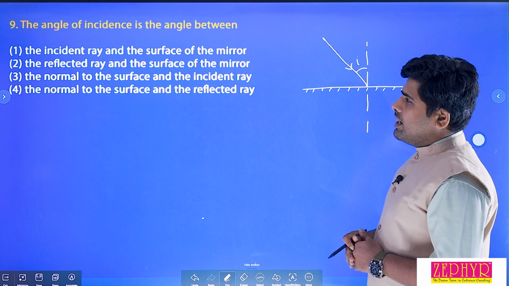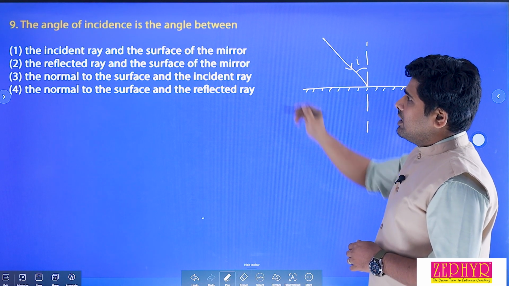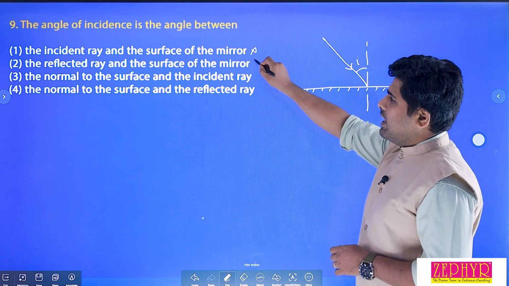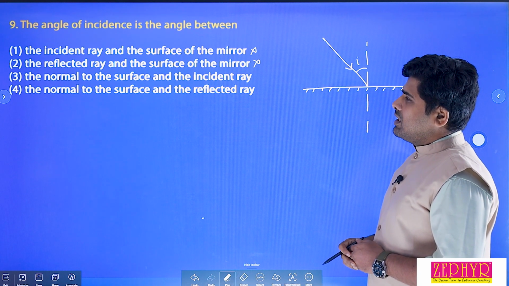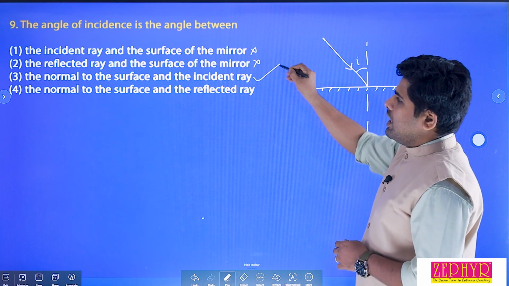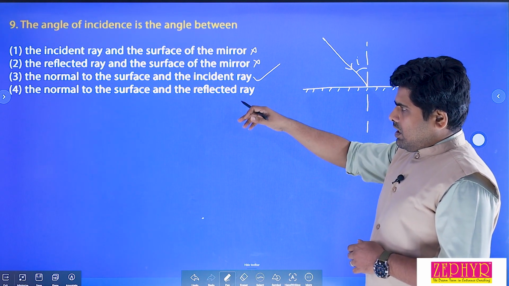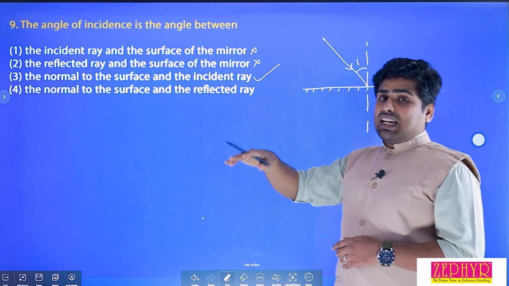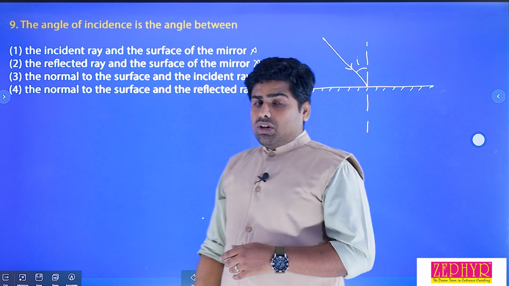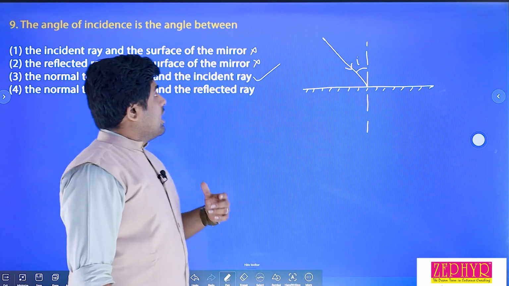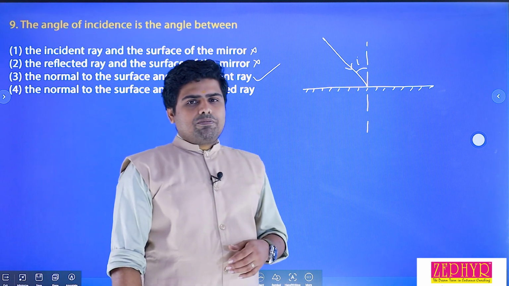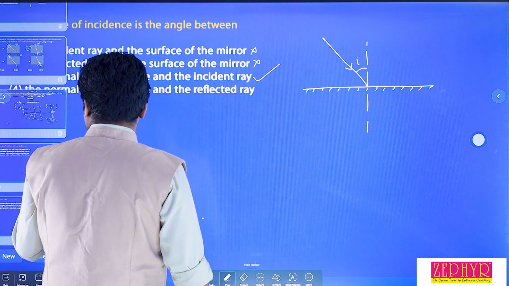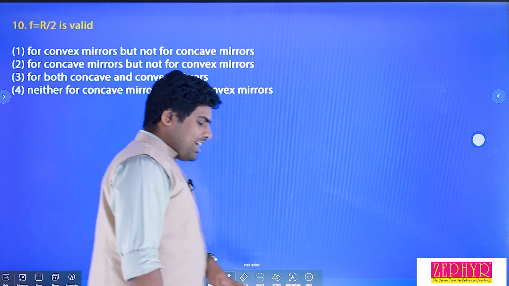So here incident ray and the surface of the mirror, that is wrong. Reflected ray and the surface of the mirror, again it is wrong. The normal to the surface and the incident ray, here option 3, that is the right answer. See, the normal to the surface and the reflected ray is known as the angle of reflection, not the angle of incidence. Clear?